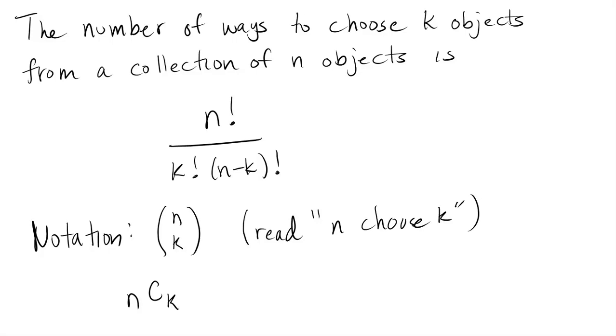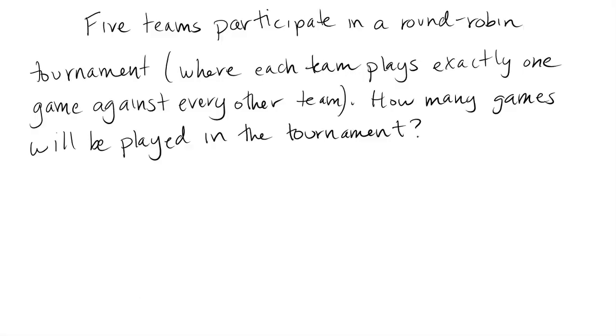Let's look at an example where we use this formula, and we'll make it simple enough that we'll be able to check the answer by listing out all of the possibilities. 5 teams participate in a round-robin tournament. A round-robin tournament is a tournament where each team plays against each other team exactly once. How many games will be played in the tournament? Well, if there are 5 teams and we need to choose 2 of them to play each other, how many different ways can we do that?